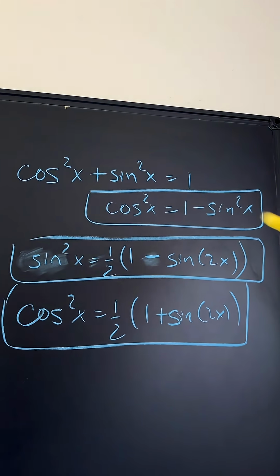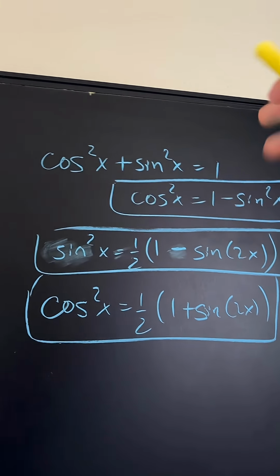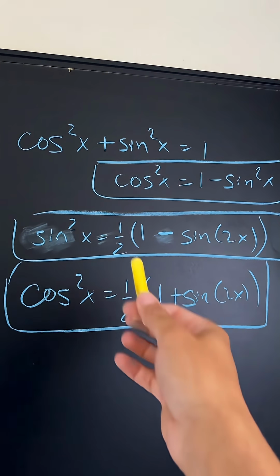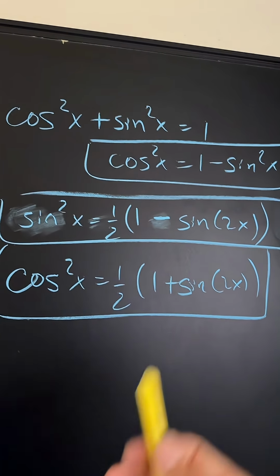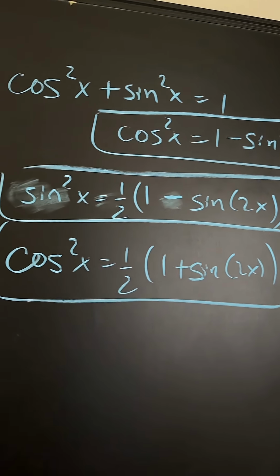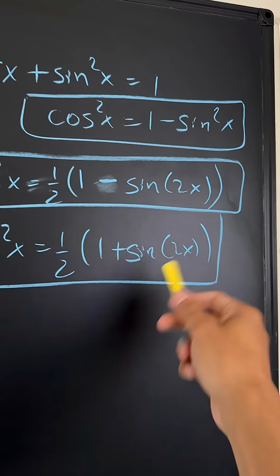Cosine squared is equal to 1 minus sine squared. You get that from the Pythagorean identity. And then the other one is sine squared is equal to 1/2 times 1 minus cosine of 2x. And we have cosine squared is equal to 1/2 times 1 plus cosine of 2x. So whatever this angle is, then we're just gonna have twice that amount.